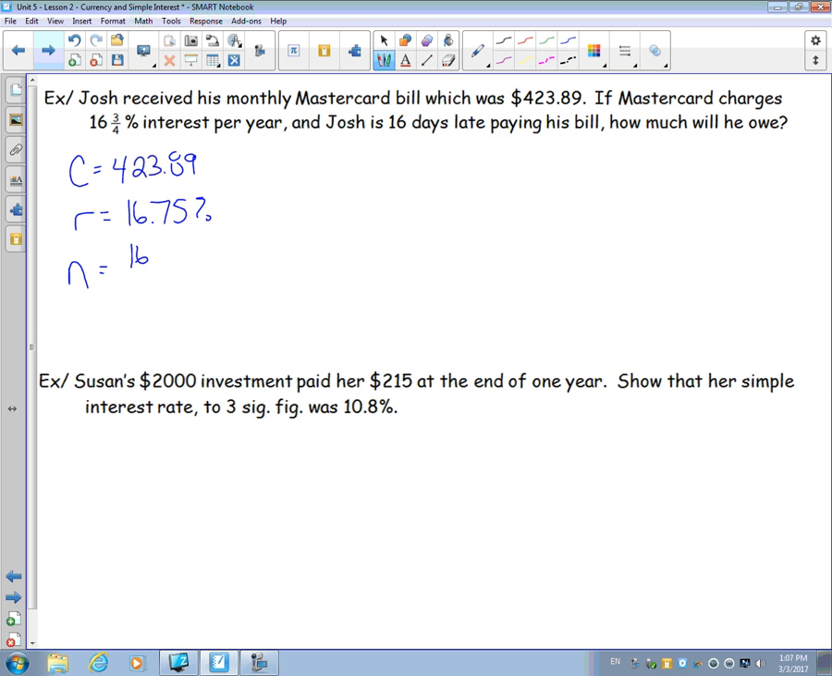Now again, time is in years, so I've got to divide it by the appropriate number, in this case 365 days. So interest is 423.89 times 16.75. I'm going to leave this fraction 16 over 365.